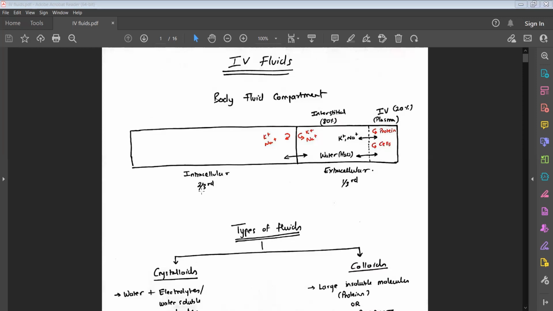You need to remember 2/3 remains in the intracellular, 1/3 in the extracellular, and 80% of that 1/3 remains in the interstitial and 20% of that in the intravascular compartment. Proteins and cells cannot move between the intravascular and the interstitial. Electrolytes can, whereas electrolytes cannot move between the extracellular and intracellular compartment, and water can move wherever it wants.